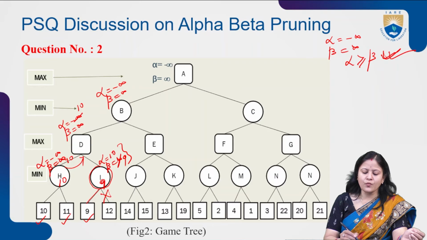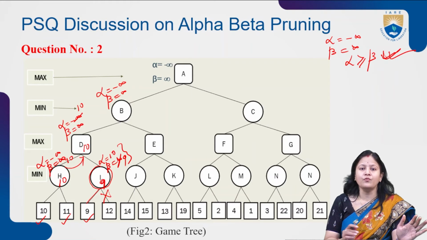Now this part is over. Now the node value of H is 10, and the node value of I is 9. Then what would be the node value of D? It is the max player. 10 and 9, max is 10. Now we got up to this one, D, H, I, everything is explored.